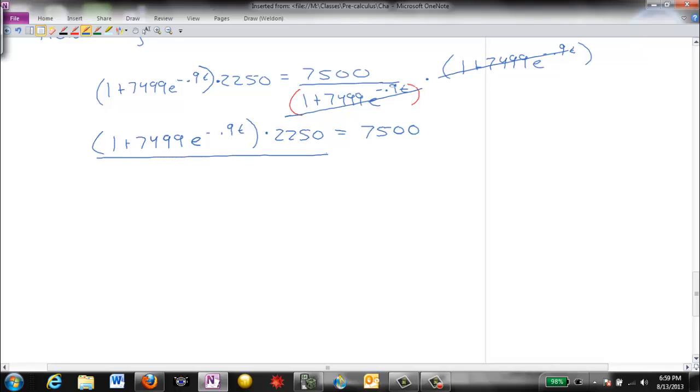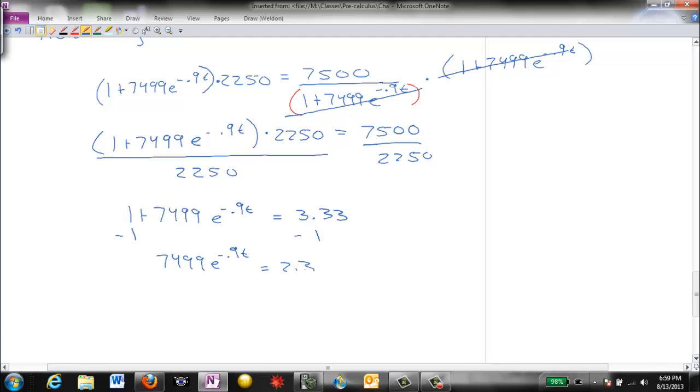So I'm going to go ahead and divide both sides by 2,250. And what I end up with is 1 plus 7499 times e to the negative 0.9t equals, and what I get over there on the right-hand side is 3.33. Okay, so it's a 3 and a third. I can subtract 1 from both sides, and I have 7499 e to the negative 0.9t equals 2.33. And then I can divide both sides by 7499.